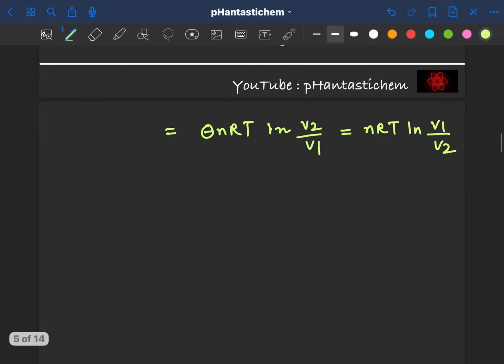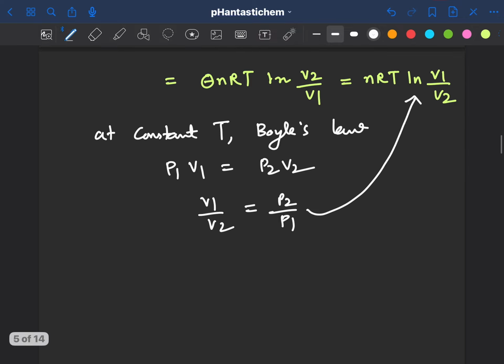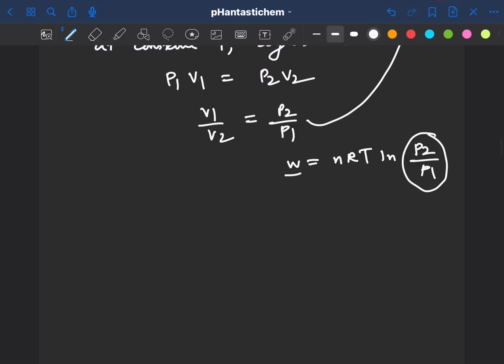And at constant temperature, we can use Boyle's law. According to Boyle's law, we know that P1 V1 is equal to P2 V2, right? So V1 by V2 can be written as P2 by P1. So this formula can be changed into work done is equal to nRT ln of P2 by P1, okay? We are doing this because in our question they have given us the final pressure and initial pressure, right? So we can easily calculate the work done.